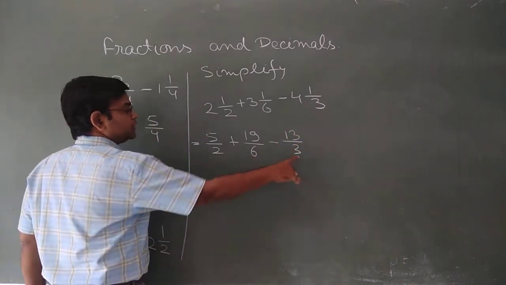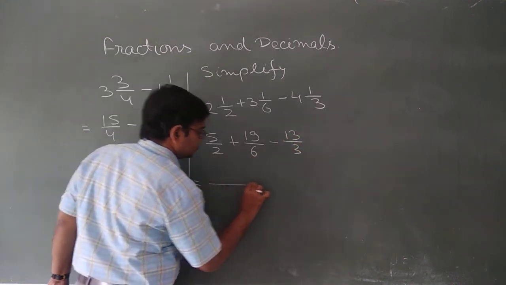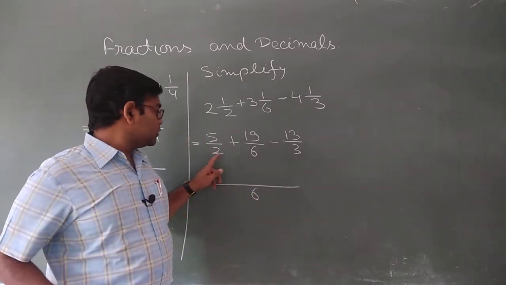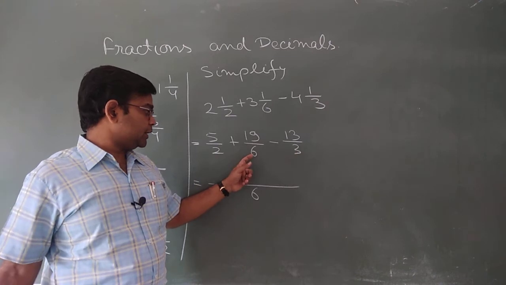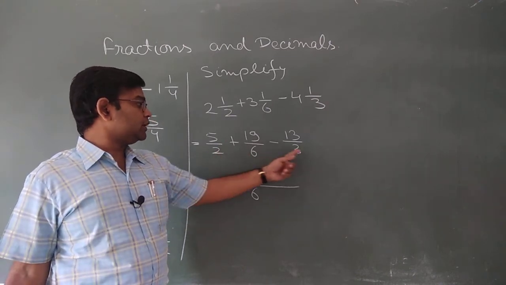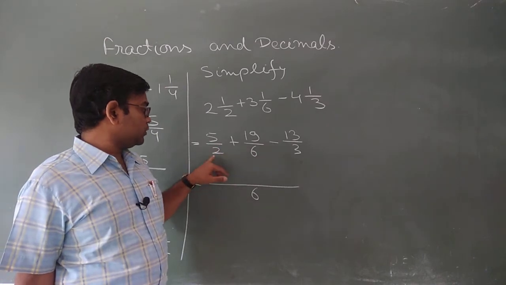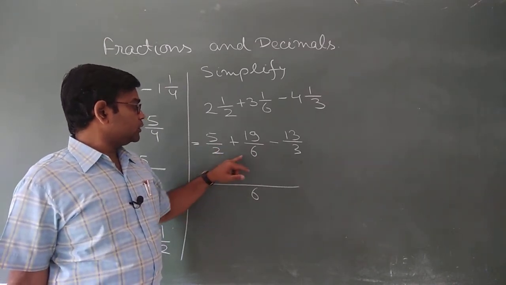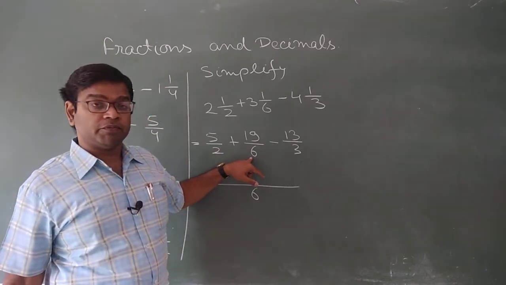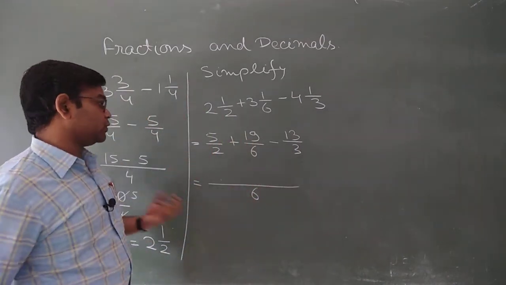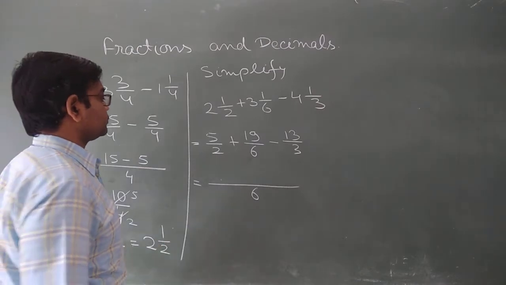We take the LCM of these. So what is the LCM? It's 6. How do we find it? See, 2, 3 and 6. 6 is also a multiple of 2, 6 is also a multiple of 1 and 6 is also a multiple of 3. So it's a common multiple. The least common multiple is 6.